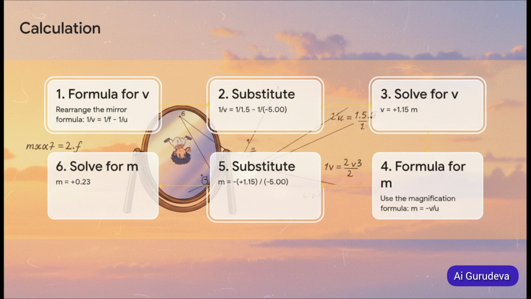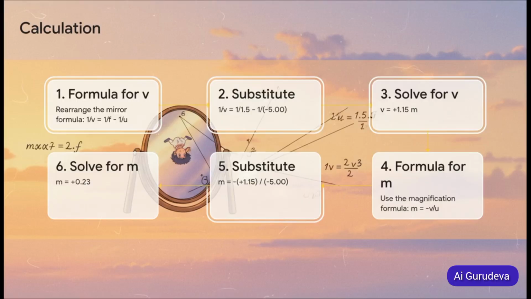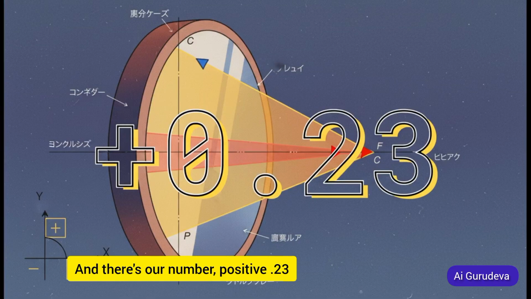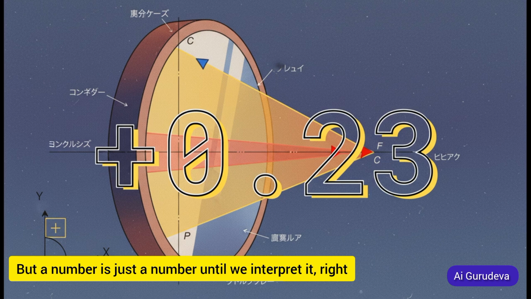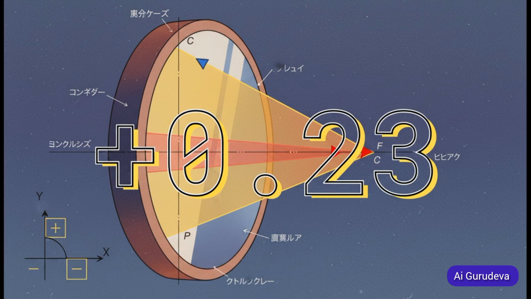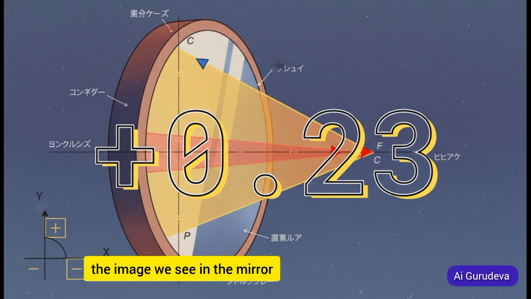Awesome! Now for magnification. We grab our distance formula, minus v over u, plug in our values, and step 6 gives us the final answer. And there's our number, positive 0.23. But a number is just a number until we interpret it, right? So what is this actually telling us about the image we see in the mirror?